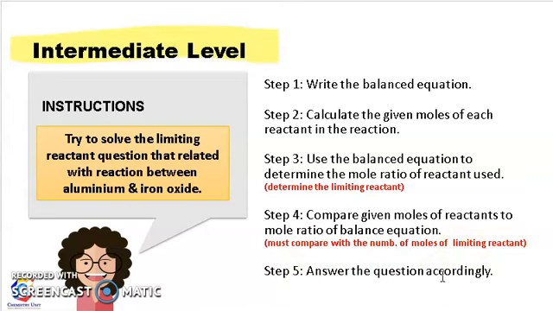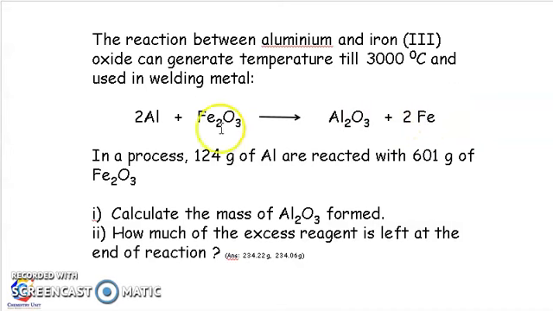Check whether the question wants us to find out the excess reactant or the mass of product formed, and so on. So now try to solve a limiting reactant question related to the reaction between aluminium and iron oxide. You are very lucky because step 1 is given. Even though the equation is given, make sure that you check whether it is balanced or not. So we check 2 aluminium, 3 oxygen, and then 2 iron, 2 iron. Yes, this equation is balanced.